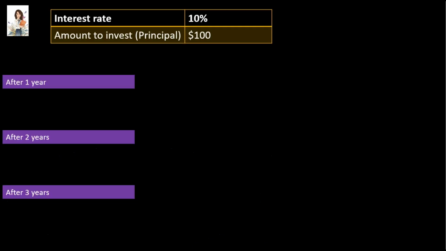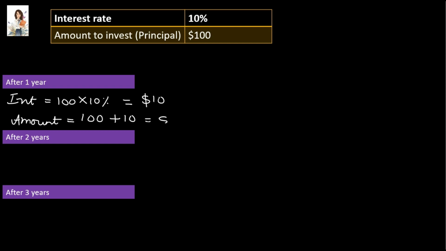Let us look at a simple example. I have $100 to invest, that is my principal amount, and the current interest rate is 10% per annum. So after 1 year, I will have earned interest of 100 into 10%, that is $10. And the amount that I will receive after 1 year will be my principal of $100 plus the interest, that is a total amount of $110.